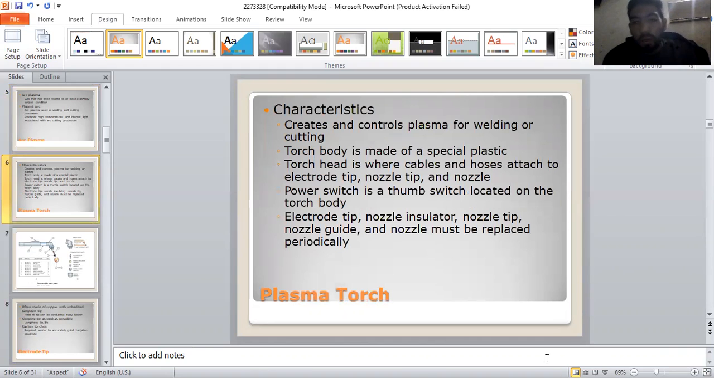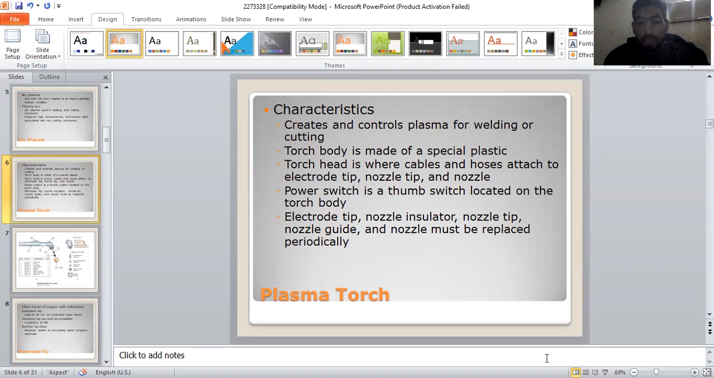Next is the plasma torch. It has the following characteristics. It creates and controls the plasma for welding or cutting. The torch body is made of special plastic because it must bear the high temperature of plasma. The torch head is where the cables and hoses attach to the electrode. We will discuss cables and hoses in the next slides. We also discuss the nozzles. The power switch is a thumb switch located on the torch handle. You can see it in the diagram.